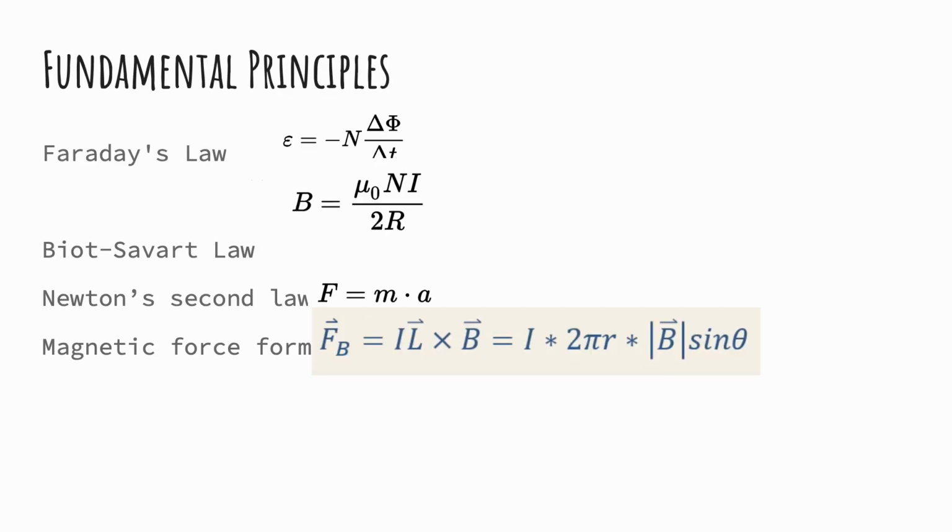Now let's take a look at some of the fundamental principles. This experiment relies on three key principles. First, Faraday's law and Lenz's law. These explain how nature resists change in magnetic flux by generating an induced current that creates a magnetic force opposing this change. The induced EMF is directly proportional to the rate of change of magnetic flux. Second, the Biot-Savart law, which allows us to calculate the magnetic field generated by the induced current. And finally, Newton's second law, F equals ma, which we use to compute the gravitational force acting on the magnet as it falls.